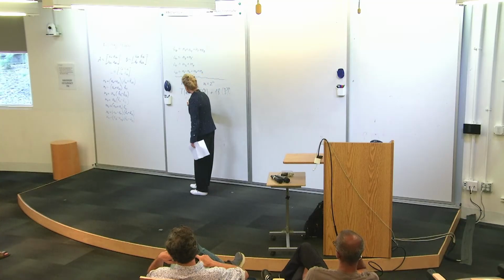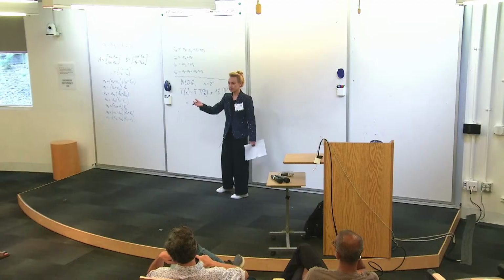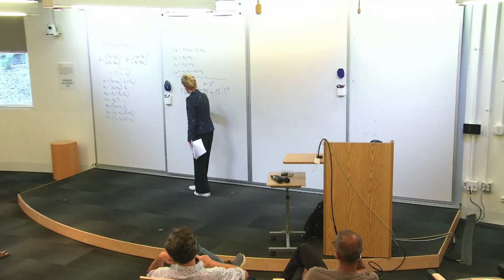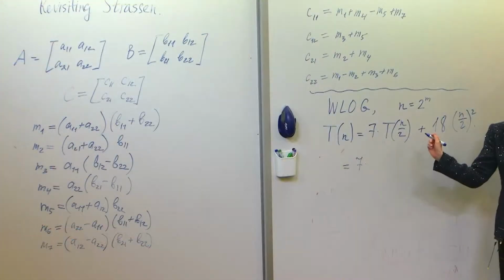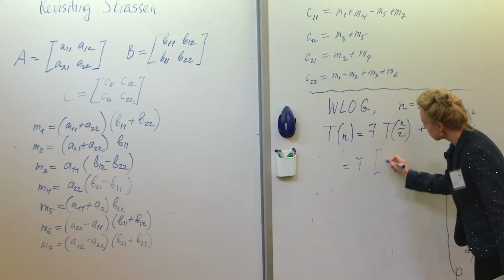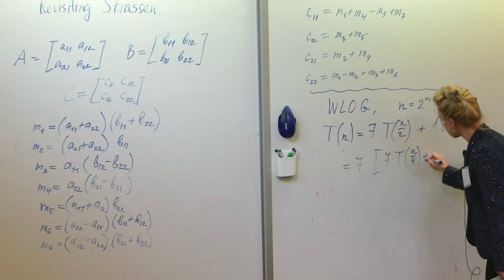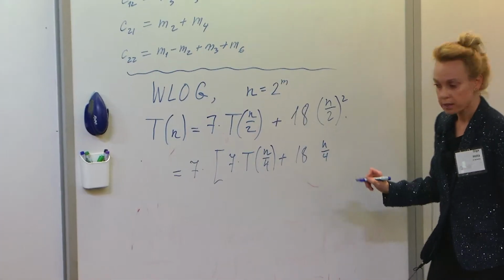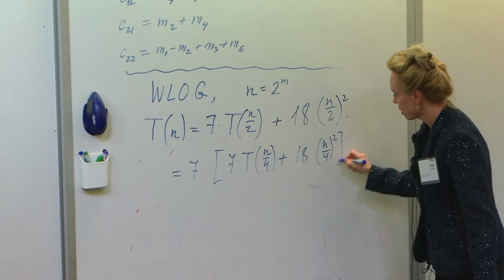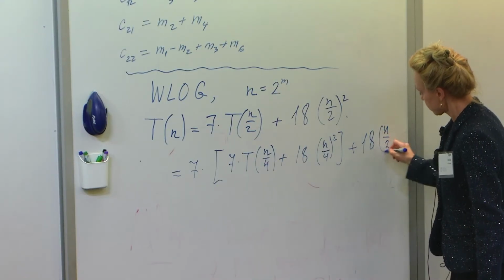So if we start unraveling this thing, let's perform one more step so we'll start seeing the pattern. If I do this one more time, I go 7 times what? And now I will unravel this using the same formula. So it's 7 times T of n over 4, plus, to be specific, 18 times n over 4 squared, plus this one, 18 times n over 2 squared, correct?